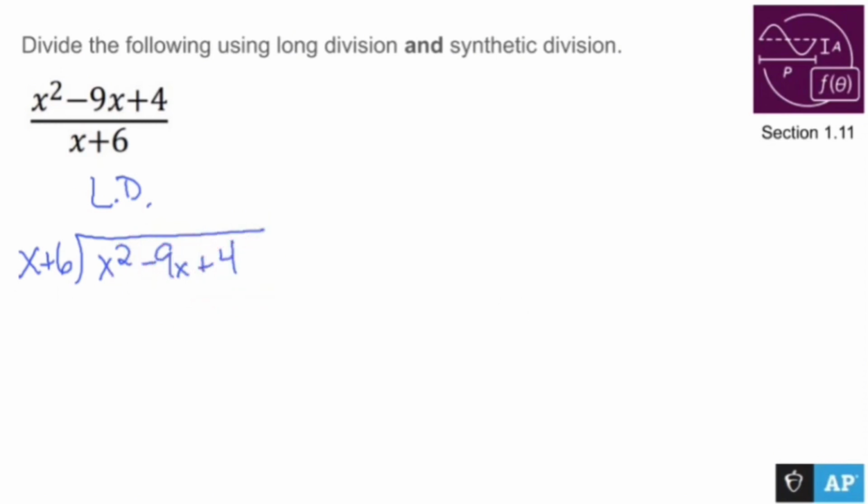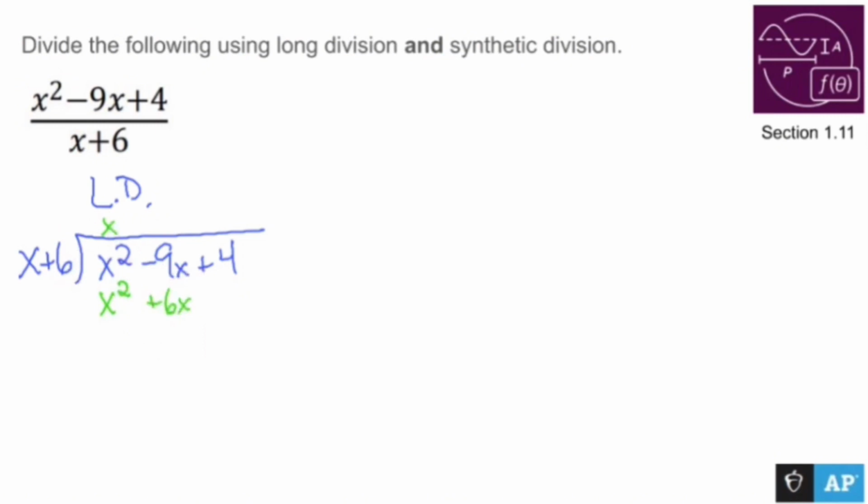Now, the first step is basically like regular old long division. You take your factor and you say to yourself, x times what gets me x squared? Well, x times x gets me x squared, so I'm going to put x right there. Just like regular long division, you take that x and multiply it to your factor. X times x plus 6 is going to be x squared. X times 6 is going to be plus 6x.